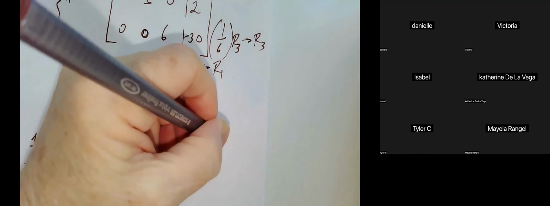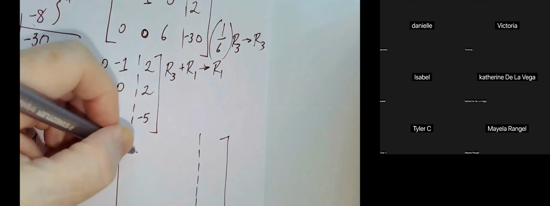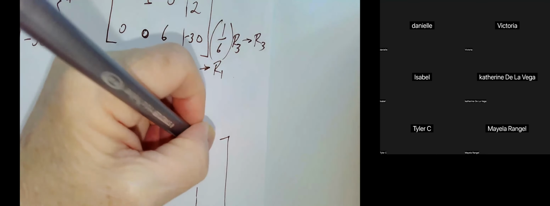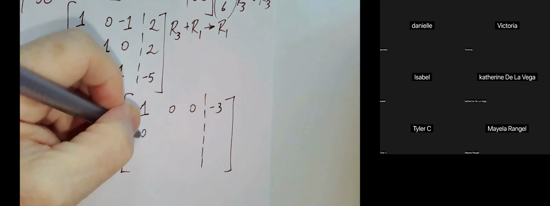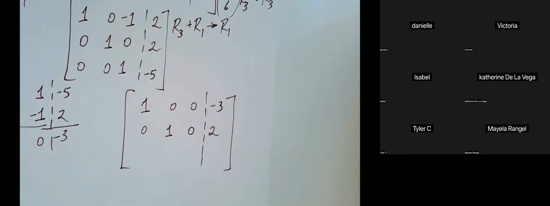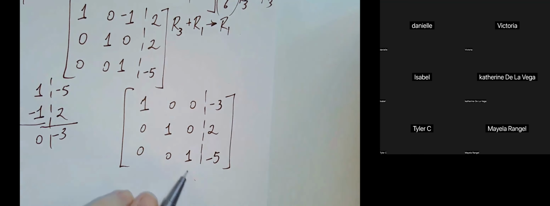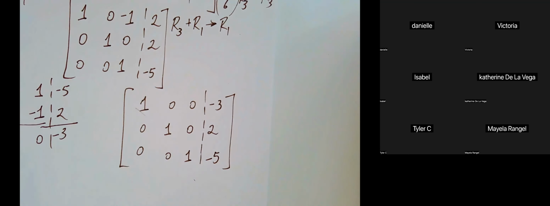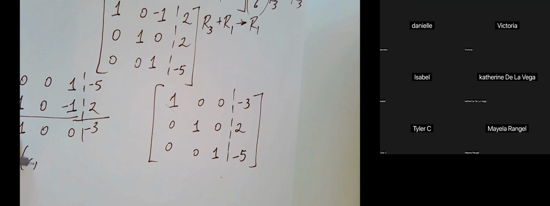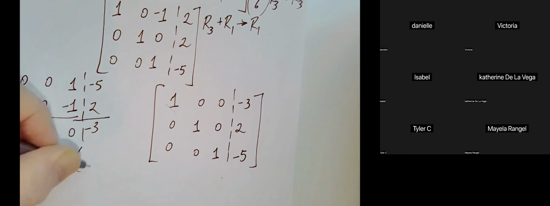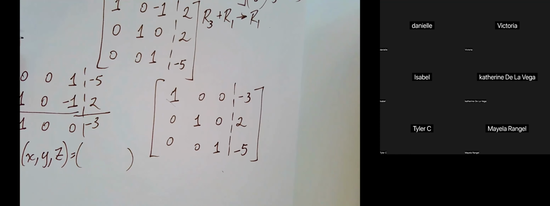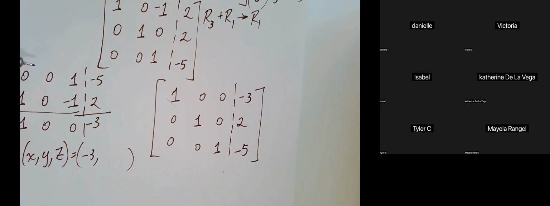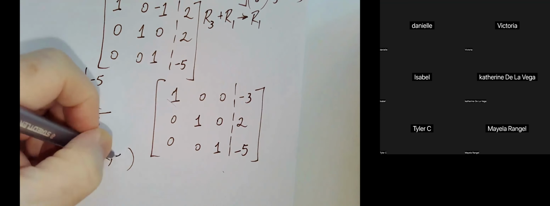So our final matrix: 1, 0, 0, -3, 0, 1, 0, 2, and 0, 0, 1, -5. And you see, we do have ones on the diagonal, and everywhere else we have zeros. And that means that our XYZ solution is what? -3 for the X, the Y a 2, and the Z a -5.